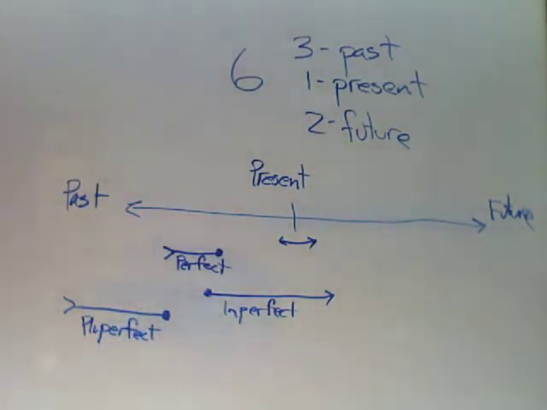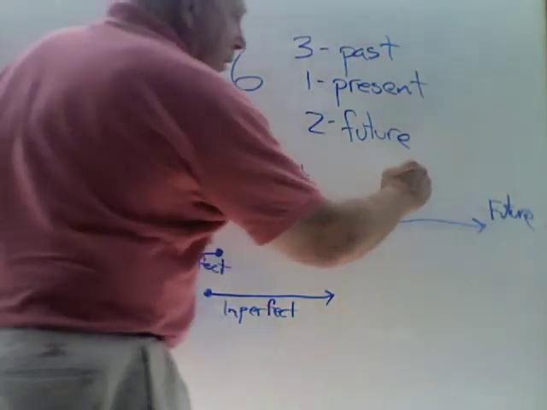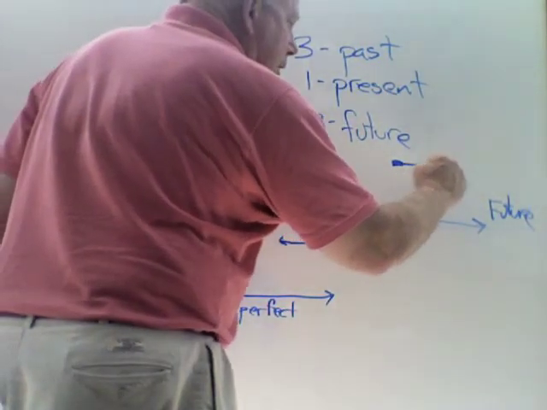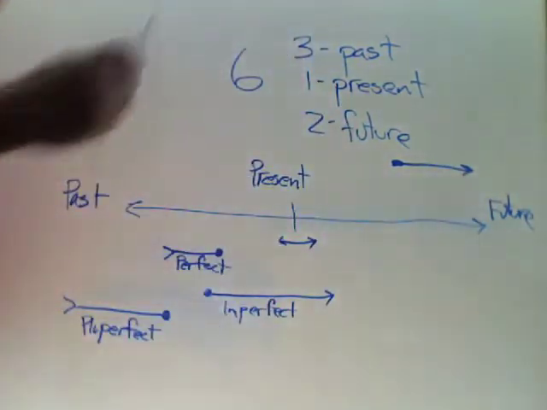We're almost done, only 2 more tenses to go. We have future tense. This is something that takes place in the future. Where would we see this future tense? We would see that out here, ongoing into the future.